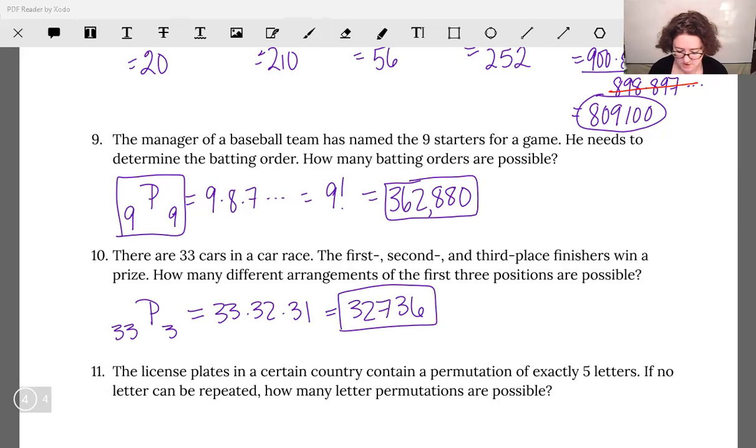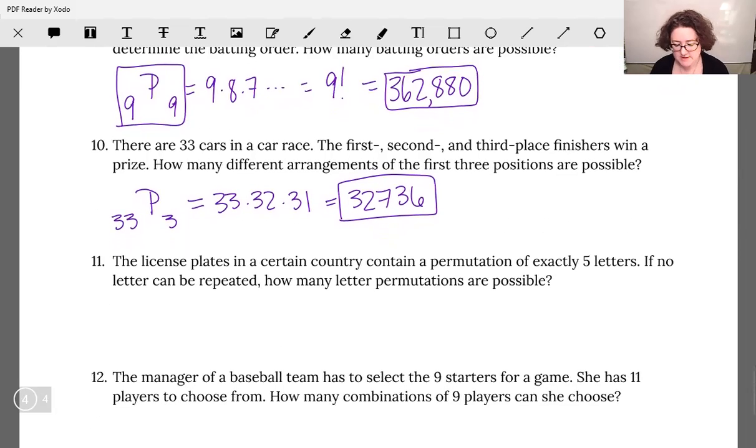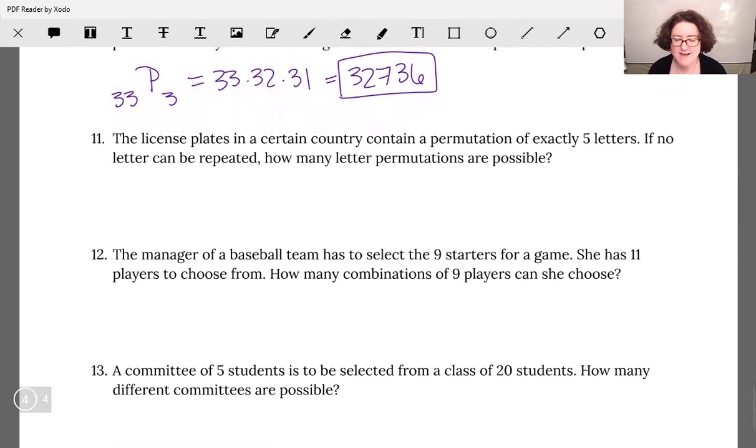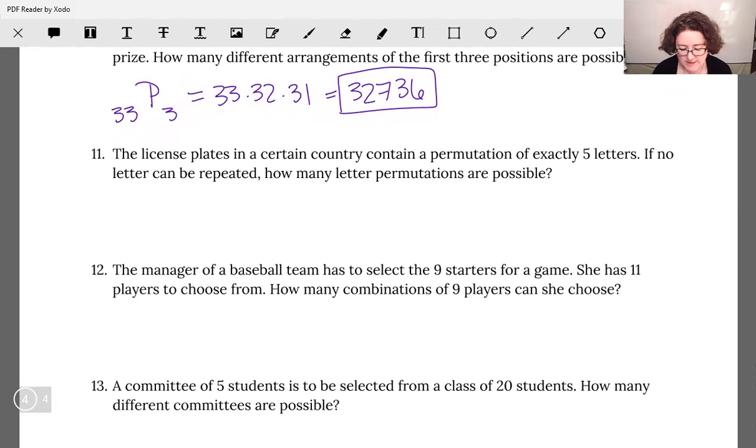Alrighty, whoops, sorry about that. So license plates in a certain country contain a permutation of exactly 5 letters. Definitely not the United States. We have 7 possible letters or digits that could be letters or numbers. So obviously a location that doesn't have as many cars as in the United States. If no letter can be repeated, how many different letter permutations are possible?